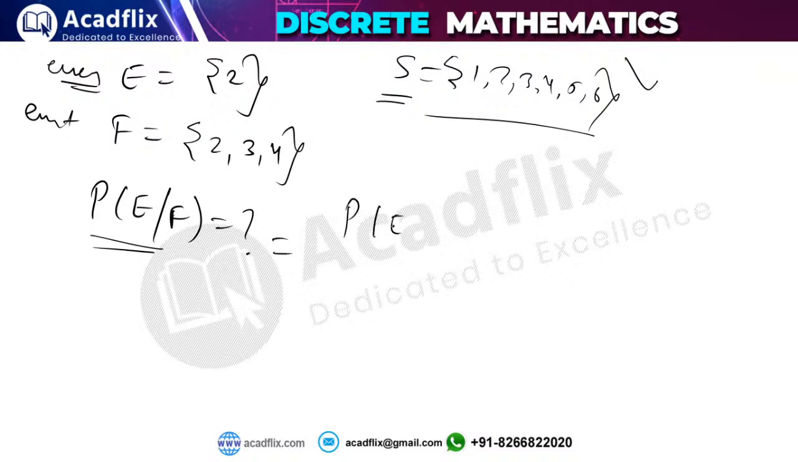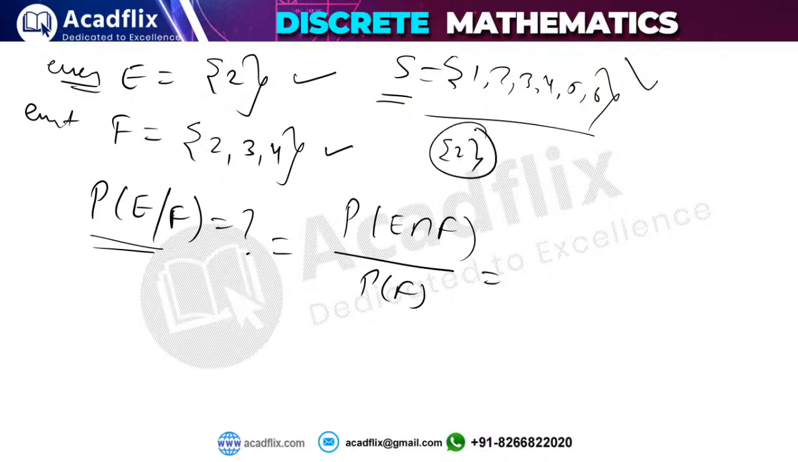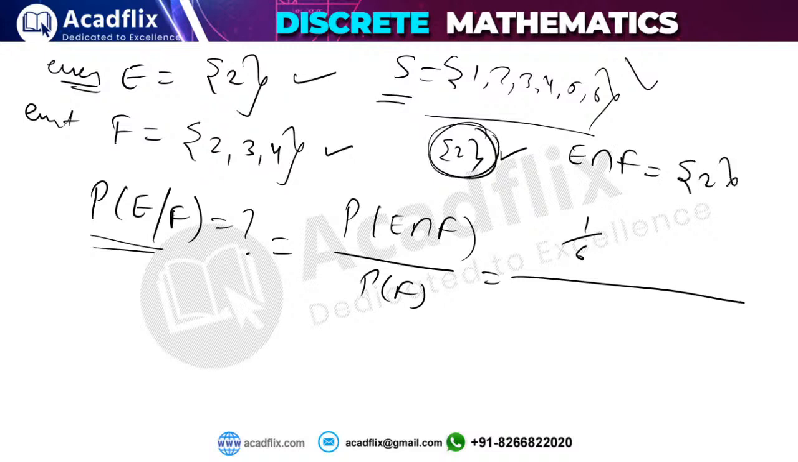You can very easily solve it. Just apply the formula: P of E intersection F divided by the probability of F. What is E intersection F? This is E, this is F. E intersection F is this. What is the probability of this? This is nothing but 1 by 6, because this is the E intersection F. That will be 1 by 6, because there is only one element here. The sample space has 6 elements.